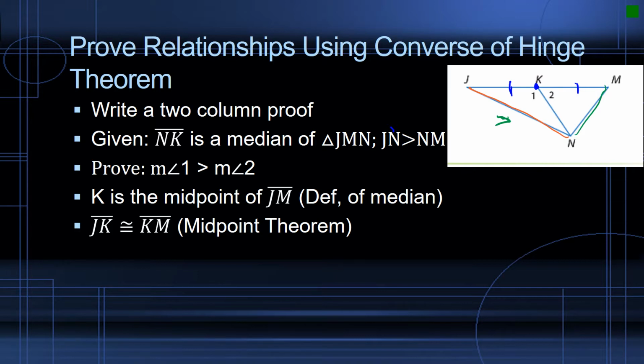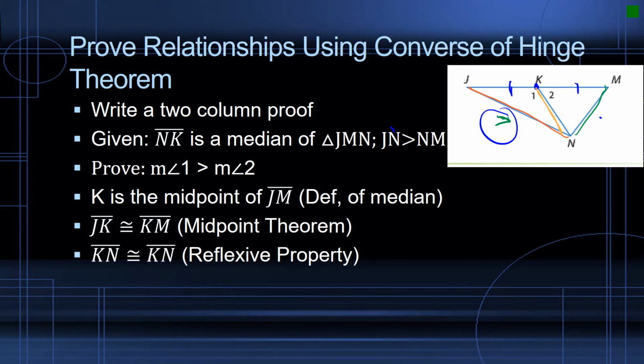Okay, so there's a side, there's an adjacent side. We've got opposite sides. We know this opposite side is greater than this opposite side. Well, I can get an adjacent side of both of these angles that are equal to each other, because common sense tells me, and the reflexive property, that KN is congruent to KN. So KN is congruent to KN by the reflexive property.